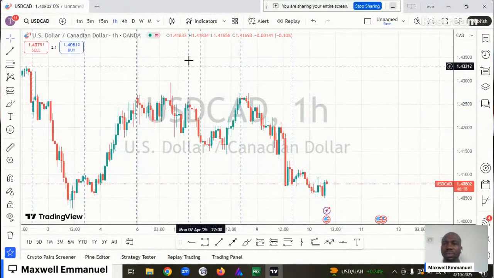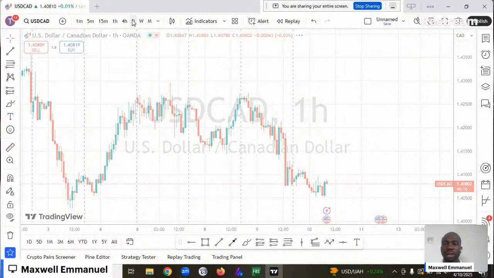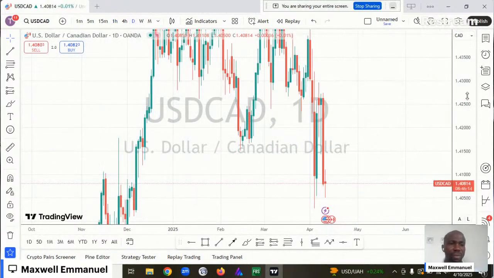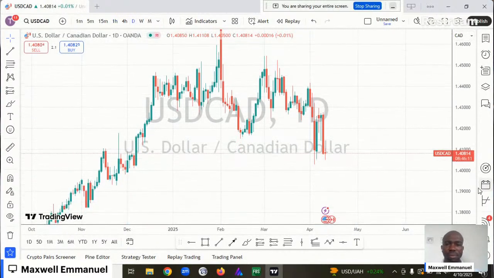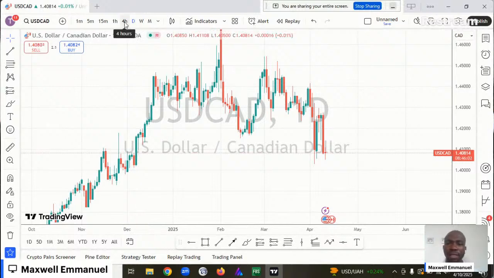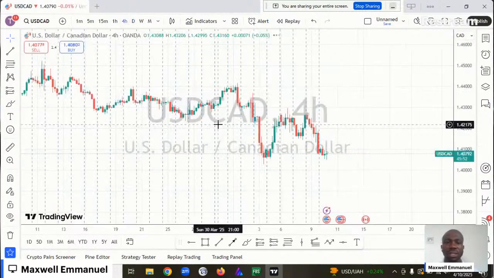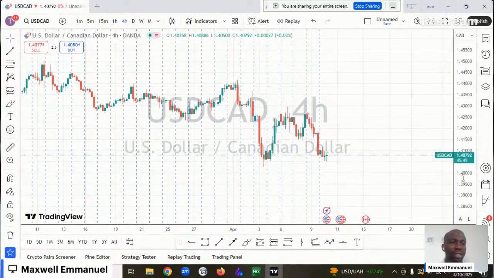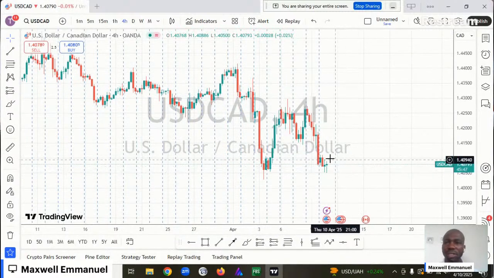Let's look at USD CAD. Let's start with the daily time frame. So far, neither the buyers nor sellers have been in control on USD CAD. So there is indecision in the market on USD CAD. These are indecision candles, as you can see.